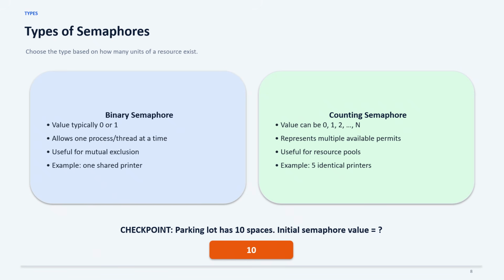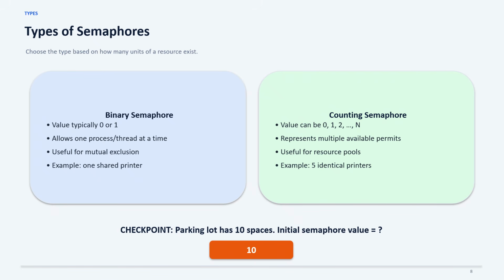There are two major types of semaphores. The first is a binary semaphore. A binary semaphore typically operates with two states, commonly represented using 0 and 1. It is useful when only one process should access a protected resource at a time. For example, consider a single printer shared by multiple processes.